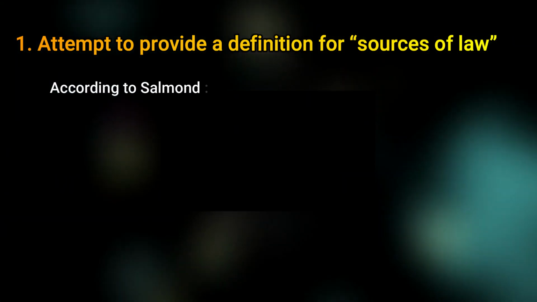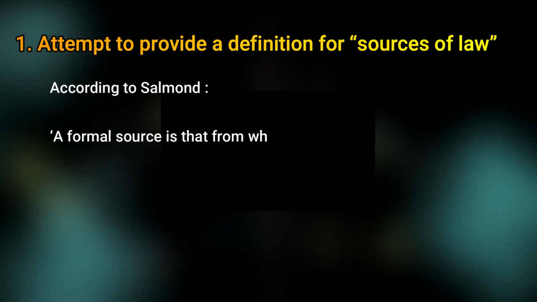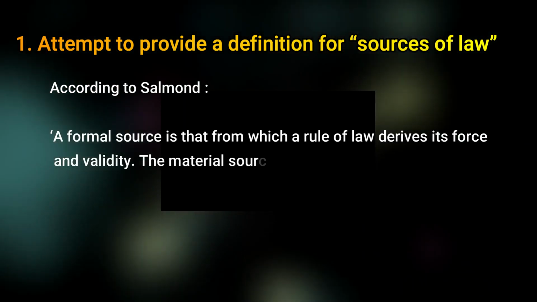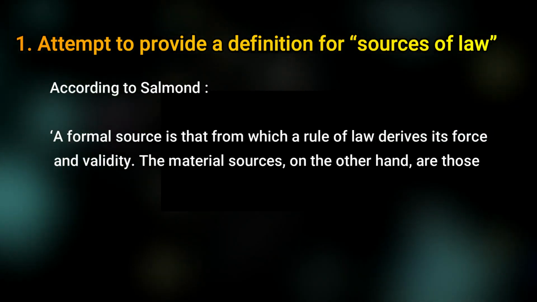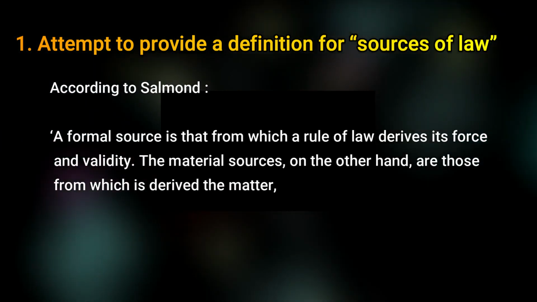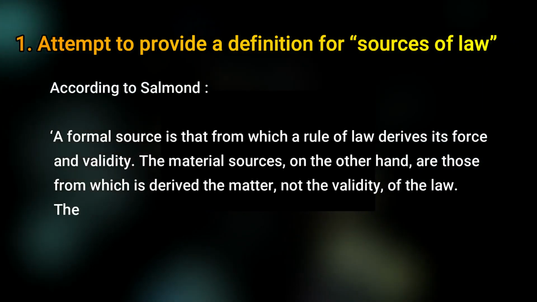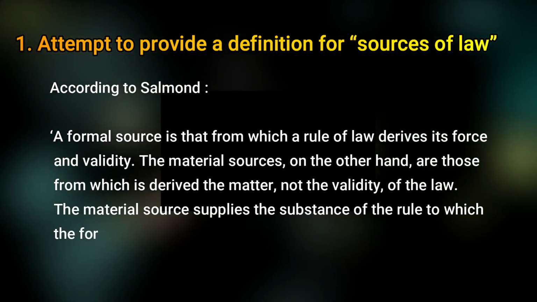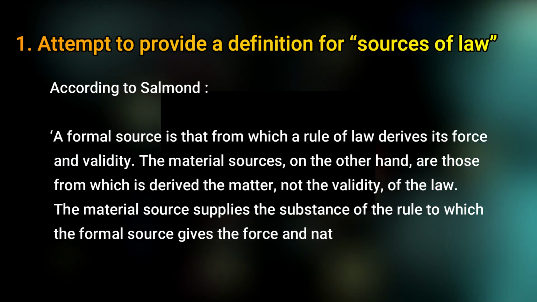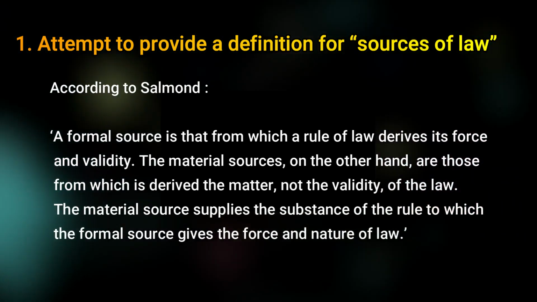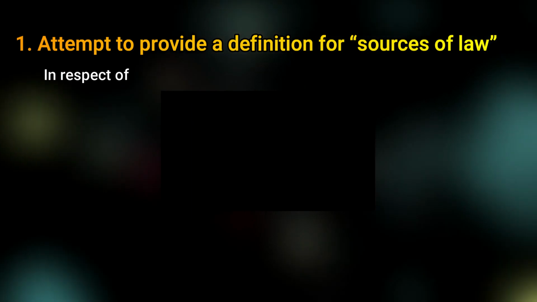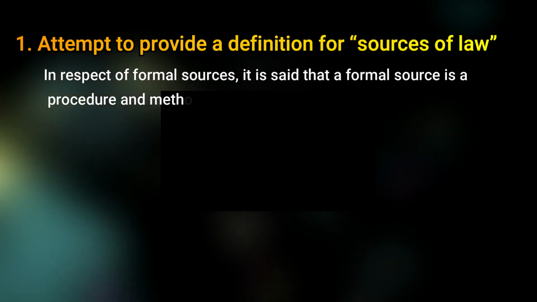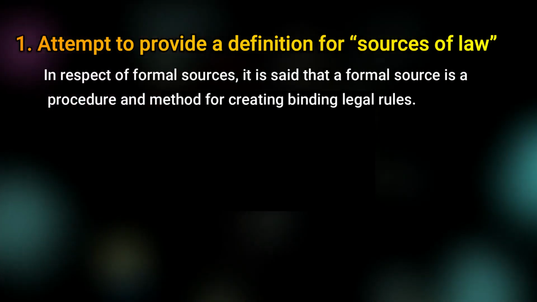According to Salmond, a formal source is that from which a rule of law derives its force or validity. The material sources, on the other hand, are those from which is derived the matter, not the validity of the law. The material sources therefore supply the substance of the rule to which the formal source gives the force and nature of law. In respect of formal sources, it is said that a formal source is a procedure and method for creating binding legal rules.